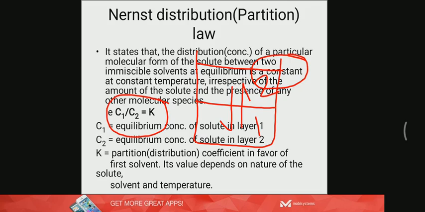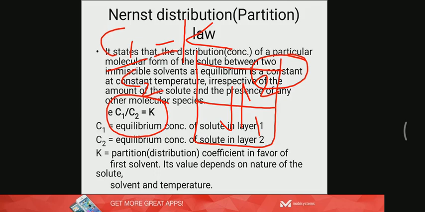That's also important. When we express distribution coefficient or partition coefficient, since it is a ratio, we should mention which solvent is taken in the numerator. So when we write C1 by C2, solvent 1 is taken first. So we have to say partition coefficient in favor of solvent 1, here water. If you write C2 by C1, then you should say partition coefficient in favor of solvent 2.